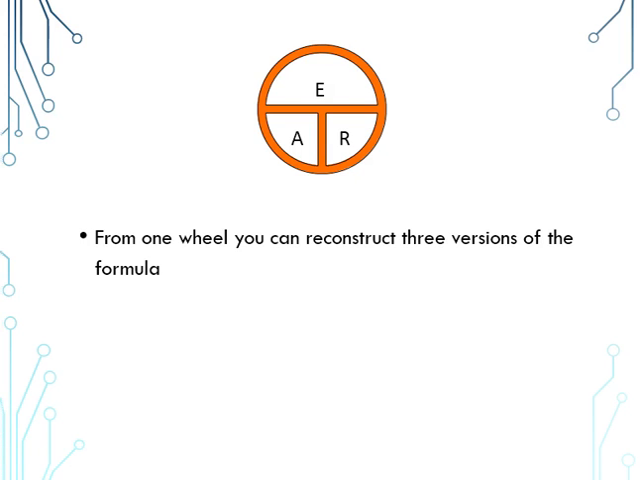So if we were looking for the A, the amperage, we'd cover up the A, and that would tell us our current is equal to the voltage divided by the resistance. If we were looking for resistance, we'd cover up the R, and it'd tell us our resistance is equal to our voltage divided by the current.